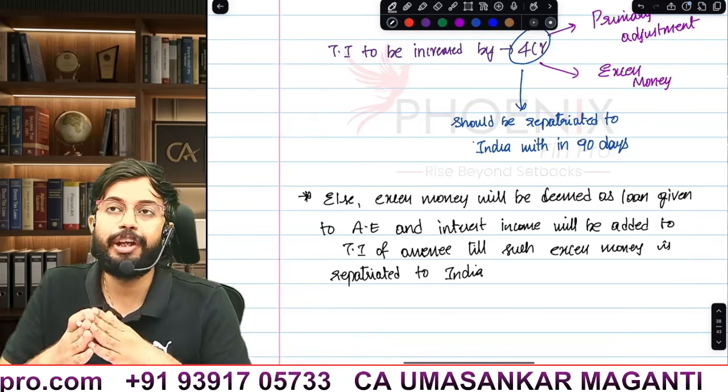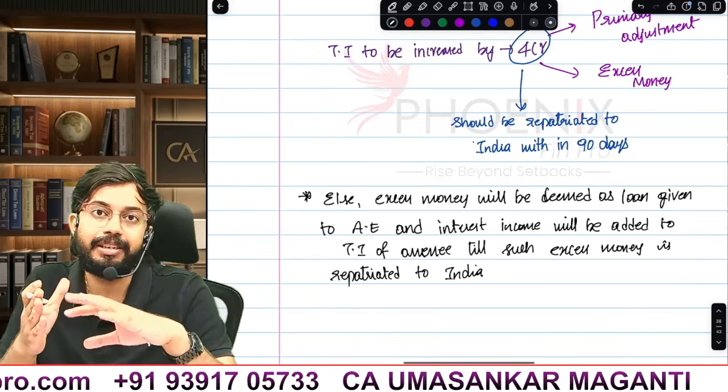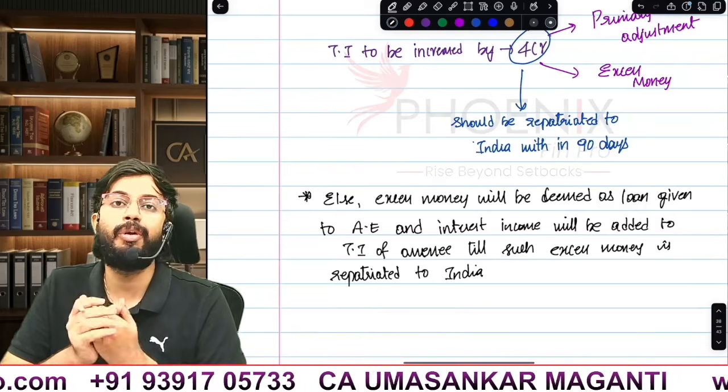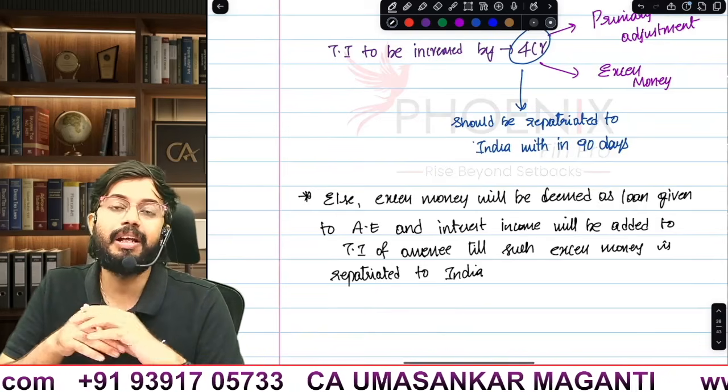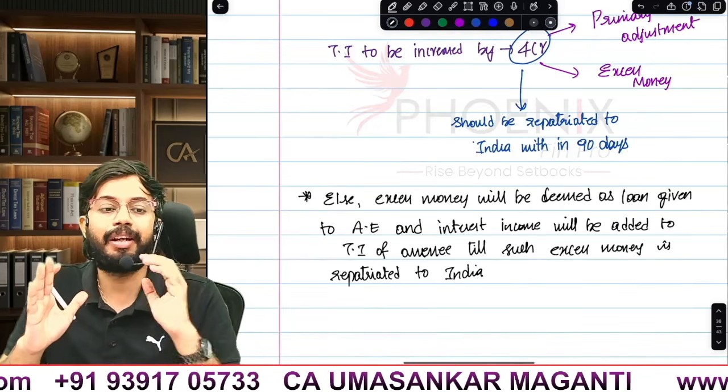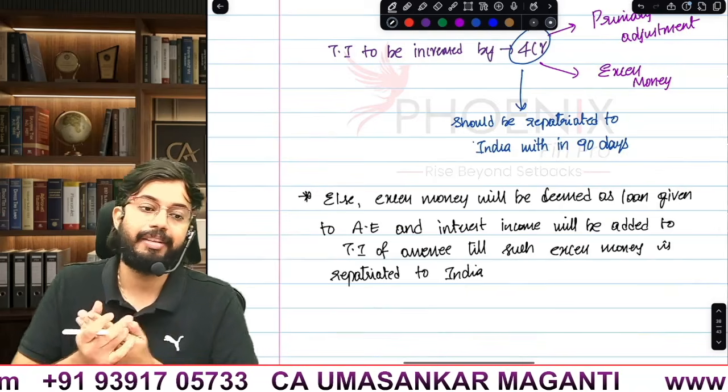That means if you bring that 4 crores after 5 years, for all these 5 years, every year interest income will be added on 4 crore rupees to your total income. Sir, what is the interest rate? All that I will discuss a little later. But you got clarity, right? You got understanding, right?